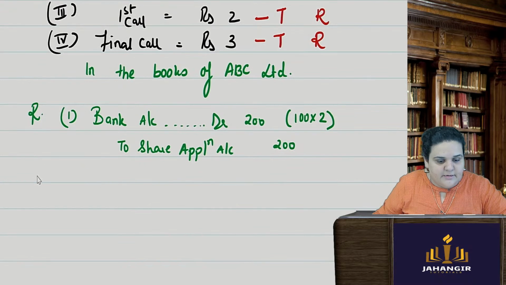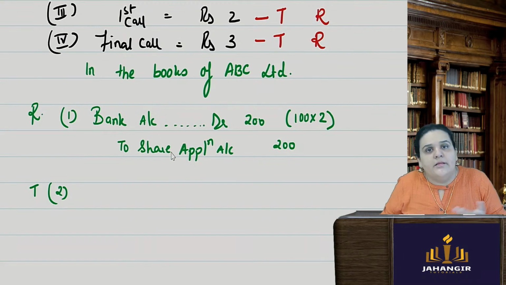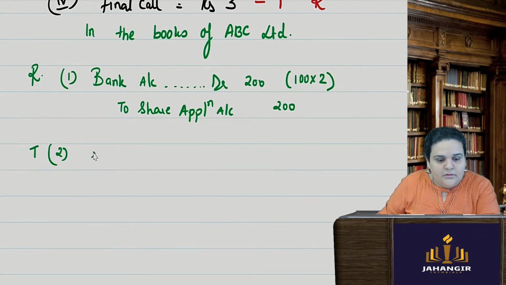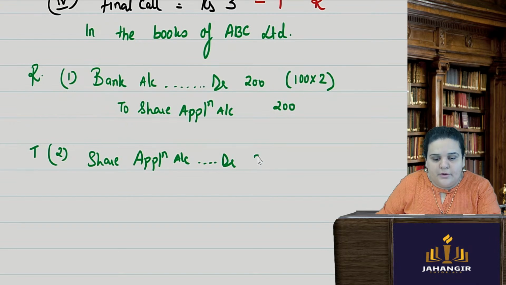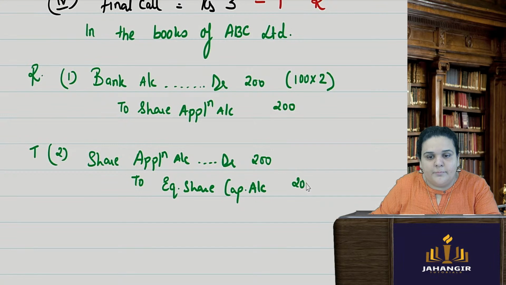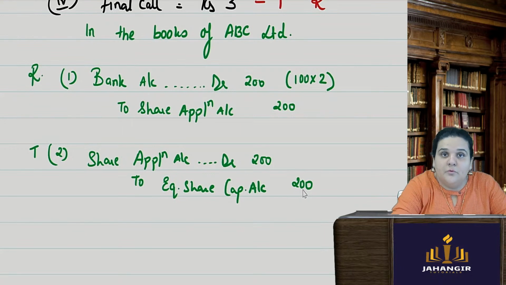Now I am passing my transfer entry. Transfer entry means what? I am going to transfer my share application to equity share capital account. Issue of shares. So share application account debit. How much it is? 200. To equity share capital account. Being the share application money transferred to equity share capital, 200 rupees. My first stage is over.